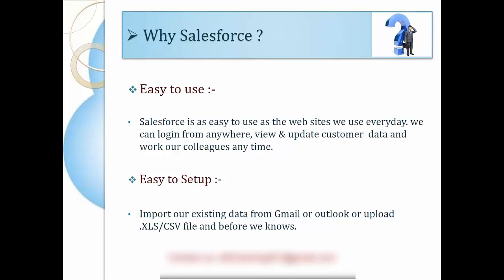So we can also know why Salesforce gets the number one position every year. We can understand that using 5 points. The first one is easy to use. Easy to use means this is an online application, so we can access it from anywhere, anytime, and anytime we can update the customer information and create the customer information. Same as how we use social applications, we can also access the Salesforce.com application.